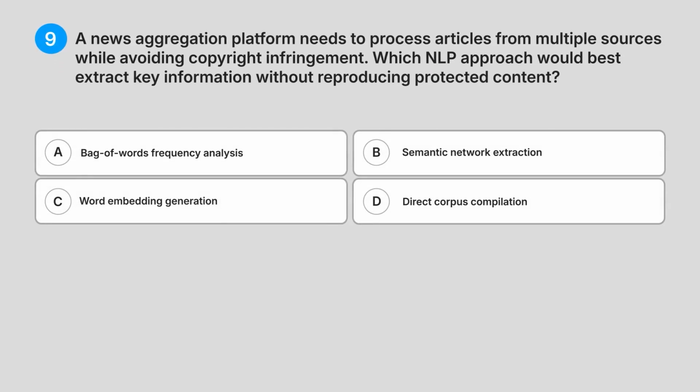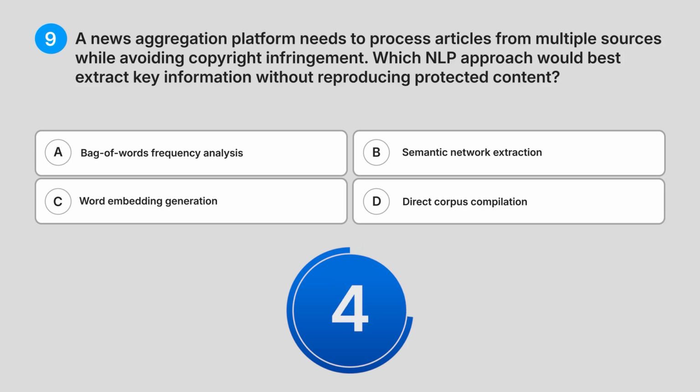9. A news aggregation platform needs to process articles from multiple sources while avoiding copyright infringement. Which NLP approach would best extract key information without reproducing protected content? A. Bag of words frequency analysis. B. Semantic network extraction. C. Word embedding generation. D. Direct corpus compilation. Can you guess the answer?